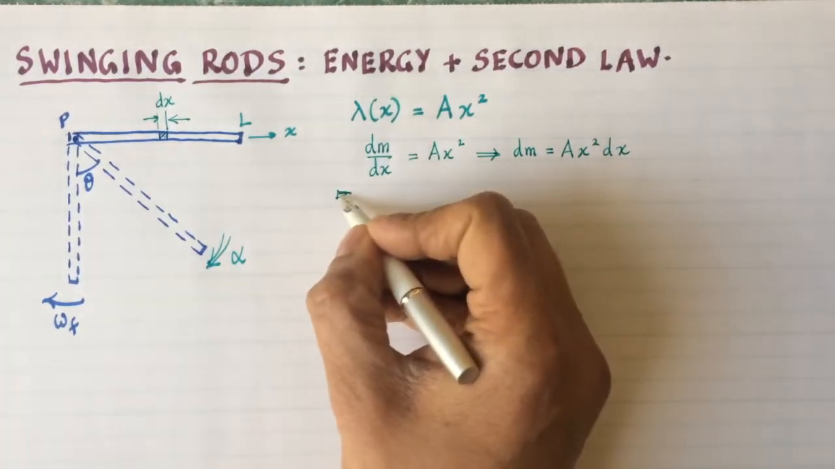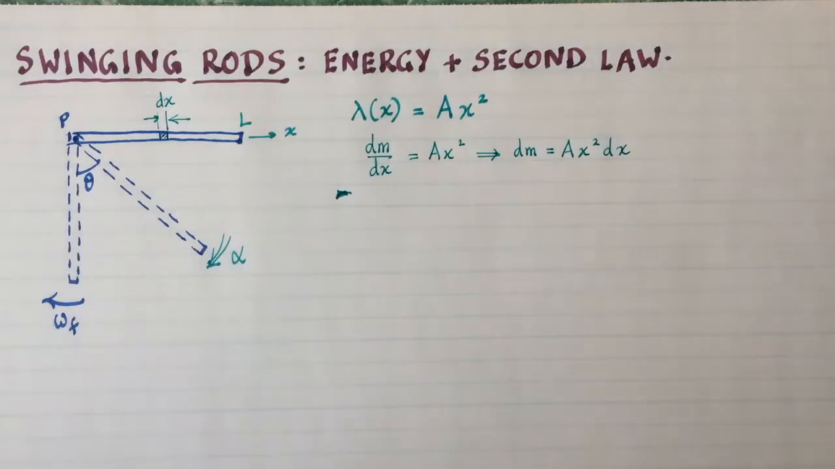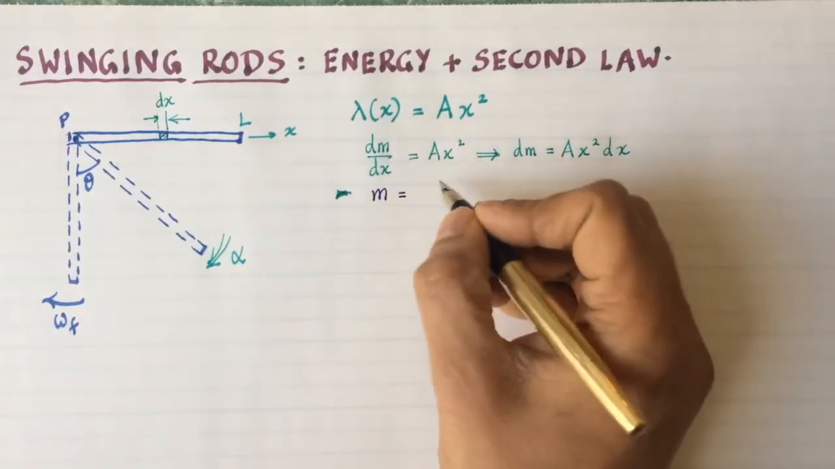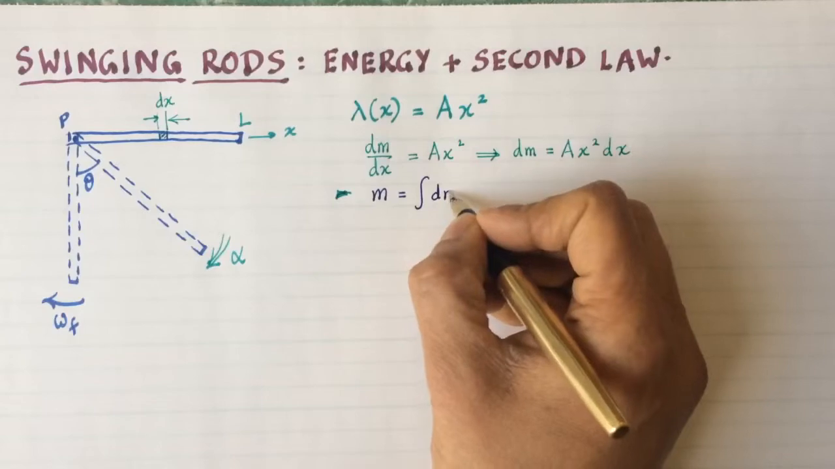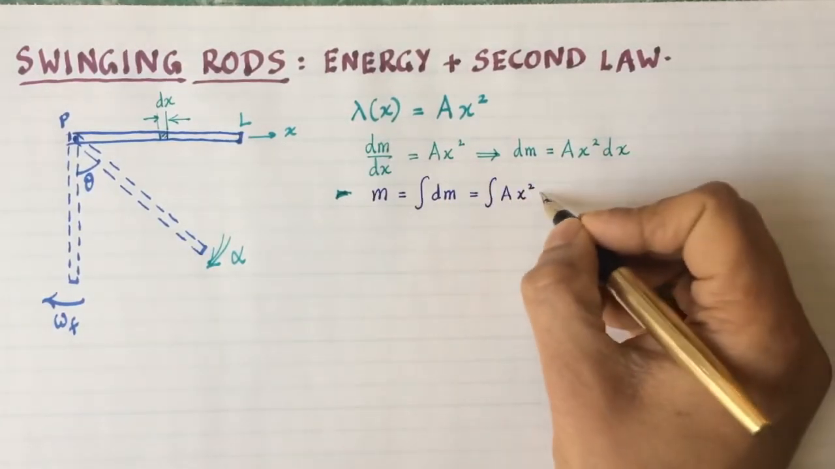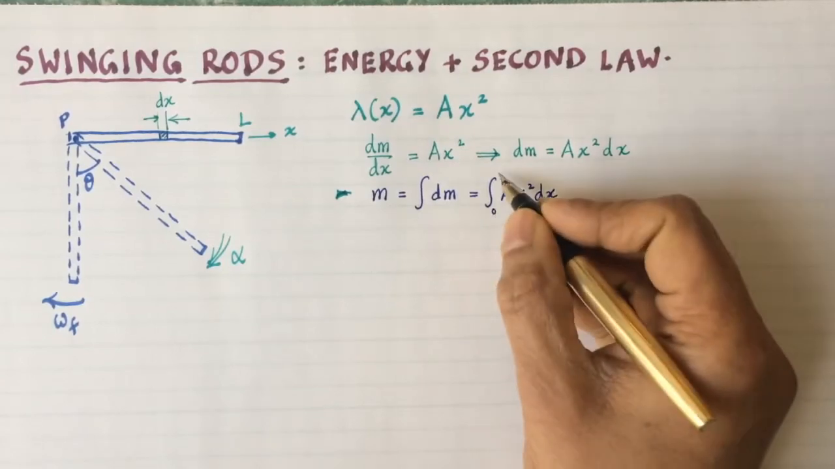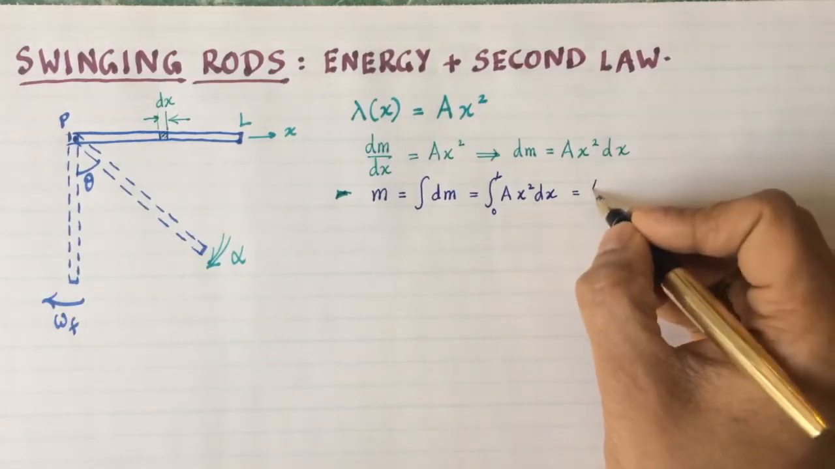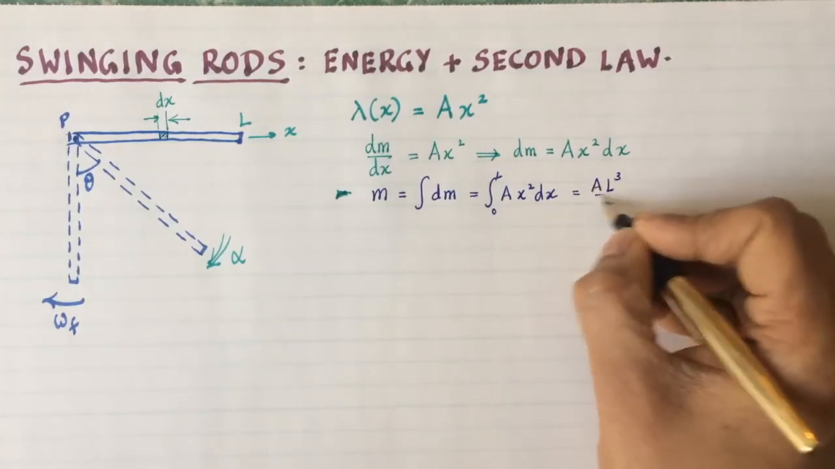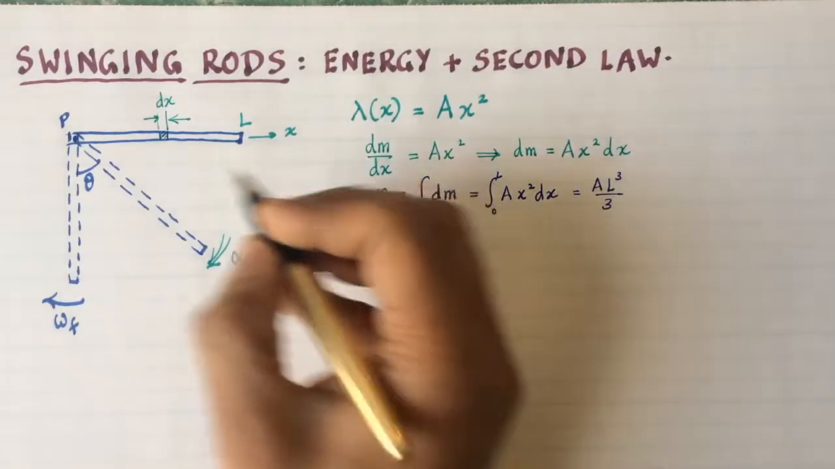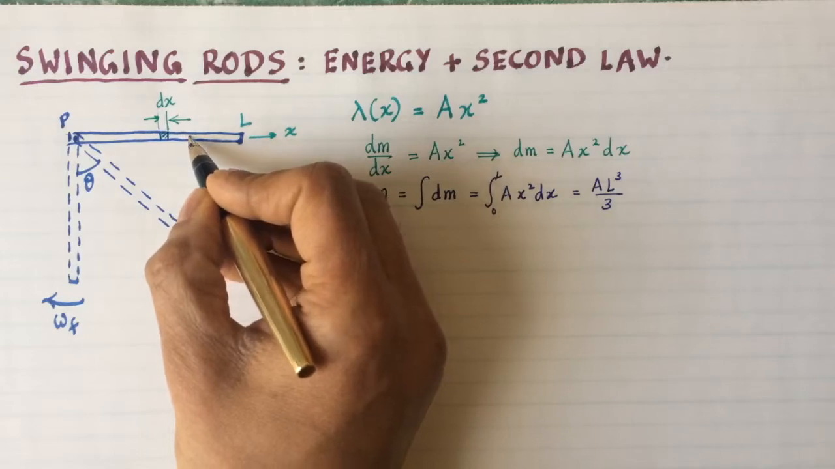So you can get a number of things quite immediately. So first let's find the mass of the rod. I'll just call it little m. It's the integral of dm. So that's going to be the integral of ax squared dx, x equals 0 to L, and so that's ax cubed over 3, and when you evaluate it, it's aL cubed over 3.